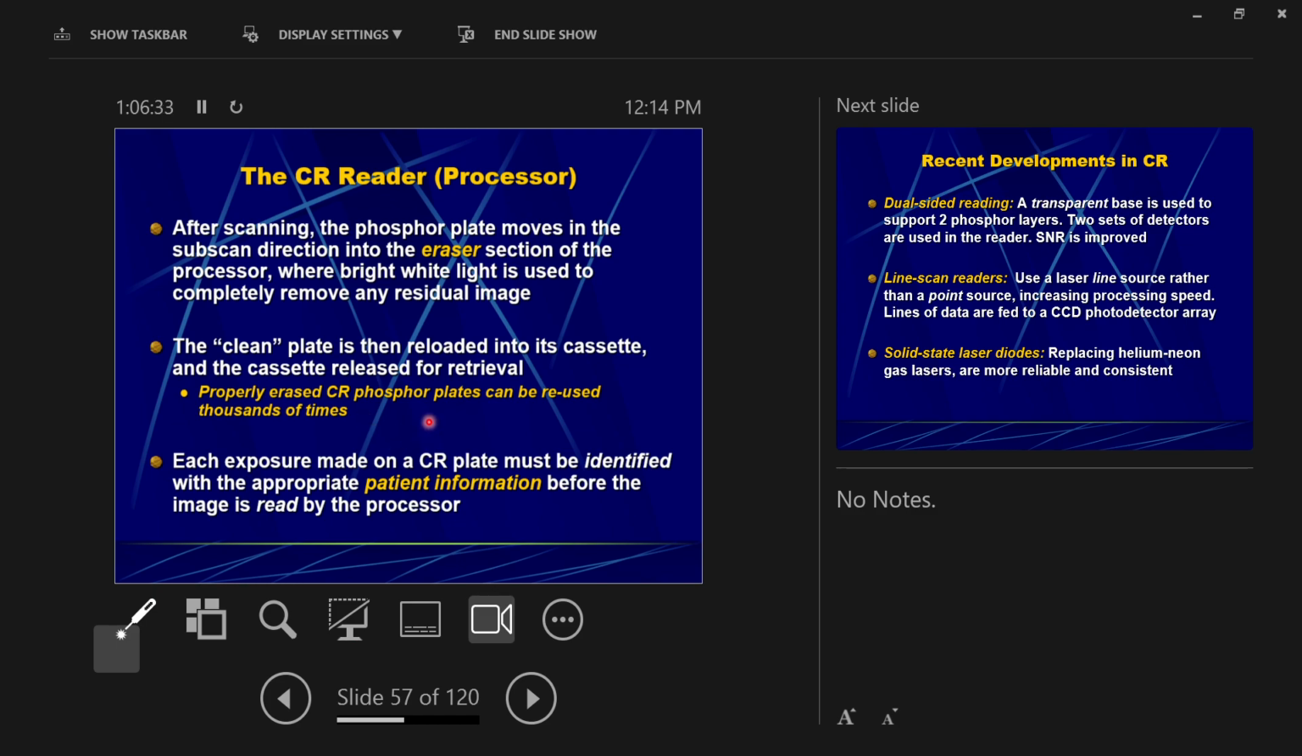Each exposure made on the plate must be identified with the appropriate patient information before the image is read by the processor. In other words, you have to tell the processor, hey, this is an X-ray of this patient that I have the order for, right? What you're doing is you look at your order, click on it, open it, and tell the computer, hey, I'm about to process the image. And then it brings that image up under that patient's information.